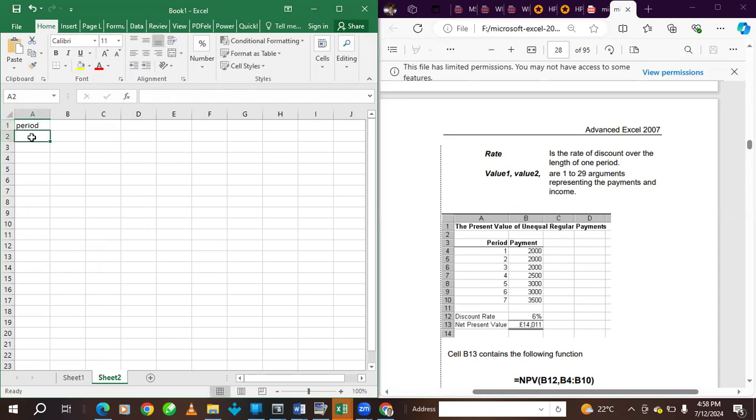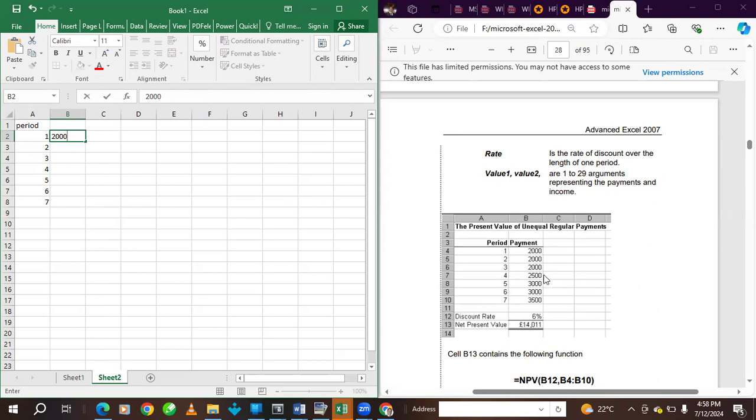So the period will be 1. We can have 2. If you want it to be out of scale, you can just highlight and then drag it down here. In this case, you can have those kinds of periods here. So we can use 8, depending on the numbers. Then the payment mode, it was 2,000 like this.